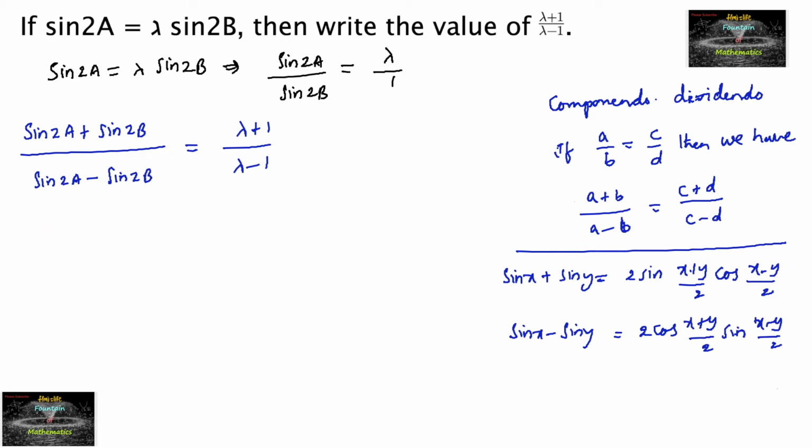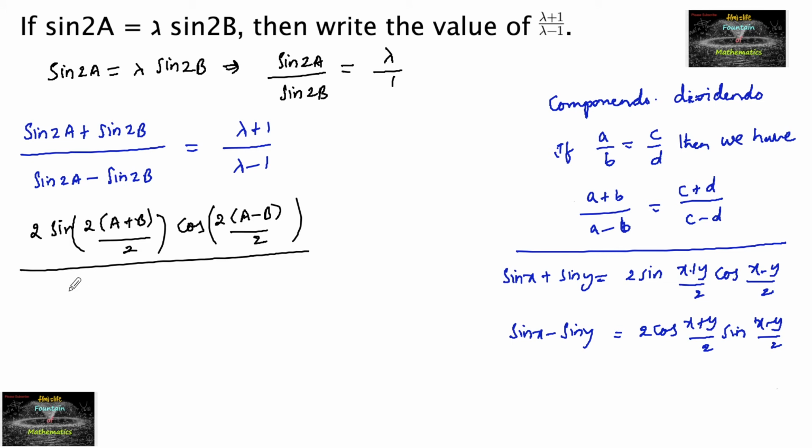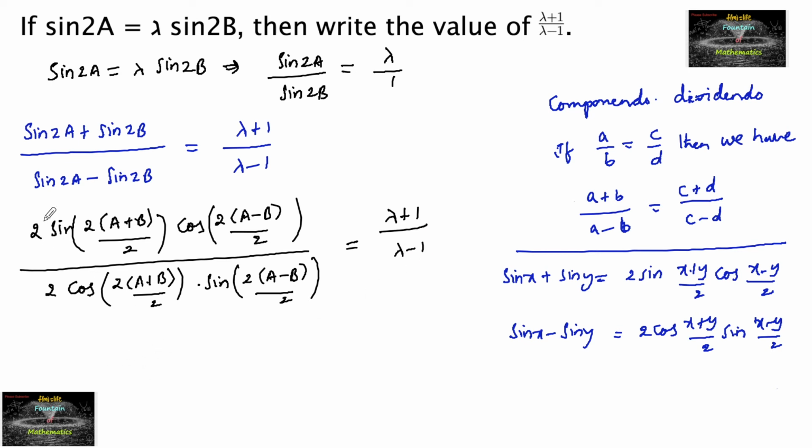So we can write 2 sin of x plus y, that is 2 times a plus 2 times b, that is 2 times (a plus b), taking 2 common, by 2, into cos of, similarly taking 2 common, a minus b, that is 2 times (a minus b) by 2, upon 2 cos of 2 times (a plus b) upon 2 into sin of 2 times (a minus b) upon 2, which equals lambda plus 1 by lambda minus 1. So here 2 and 2 get cancelled, and here 2 and 2 also.